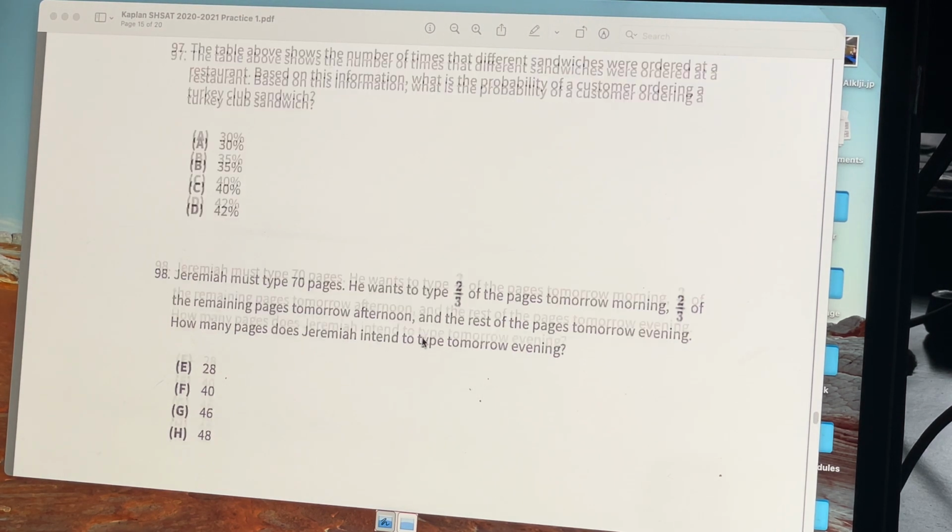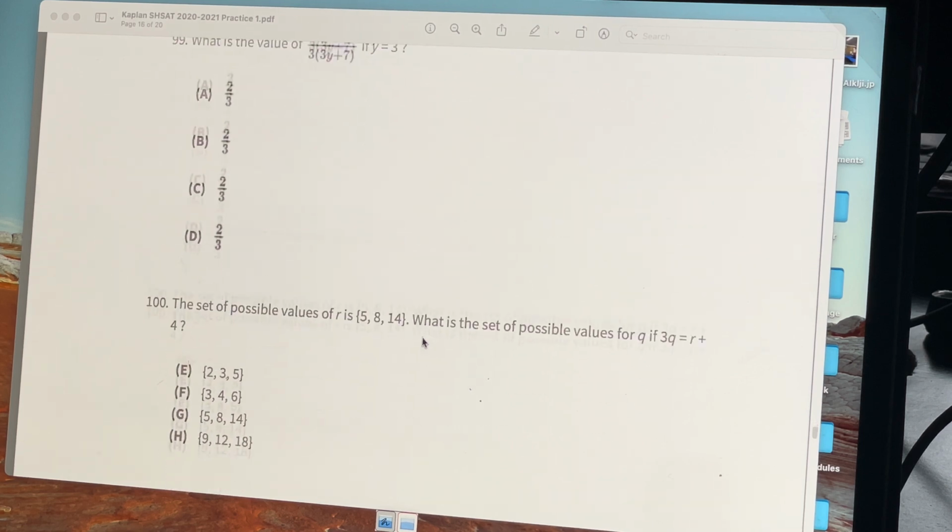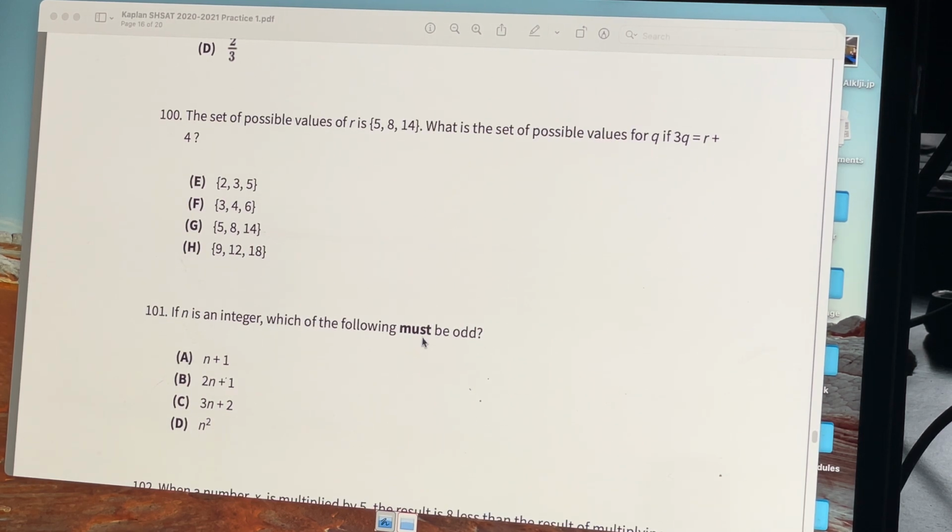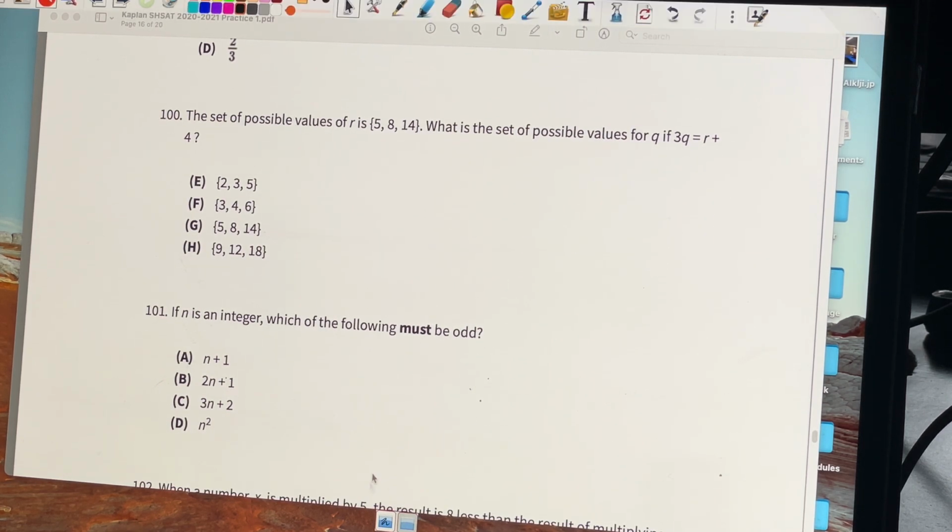97, 100. So what's the value? So R has three values, 5, 8, 14. We want the values for Q. So 3Q equals R plus 4. So all you have to do is literally substitute these values to get what Q is.